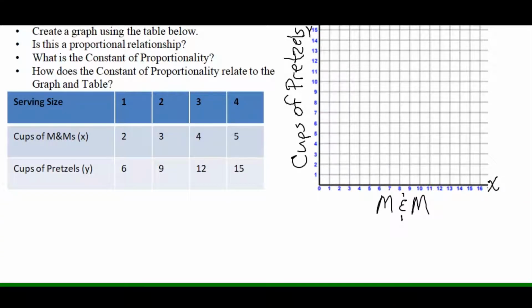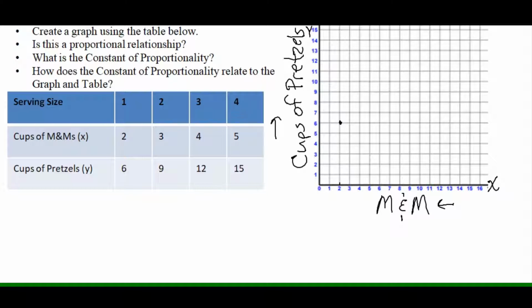Create a graph using the table below. First, we need to plot our points. Our first ordered pair is 2, 6. On our x-axis, we have M&Ms, and on our y-axis, we have pretzels. So first, we need to go over 2, up 6.